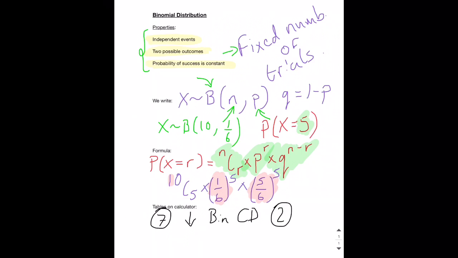Now this will give you the probability that X is less than or equal to a value, and that is quite important there. So if you want the probability that X is less than or equal to something, then you can use that on your calculators.